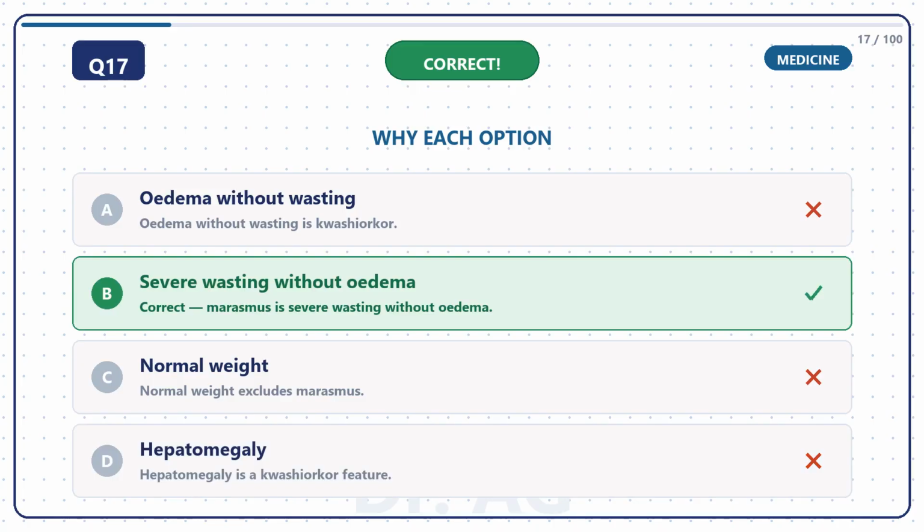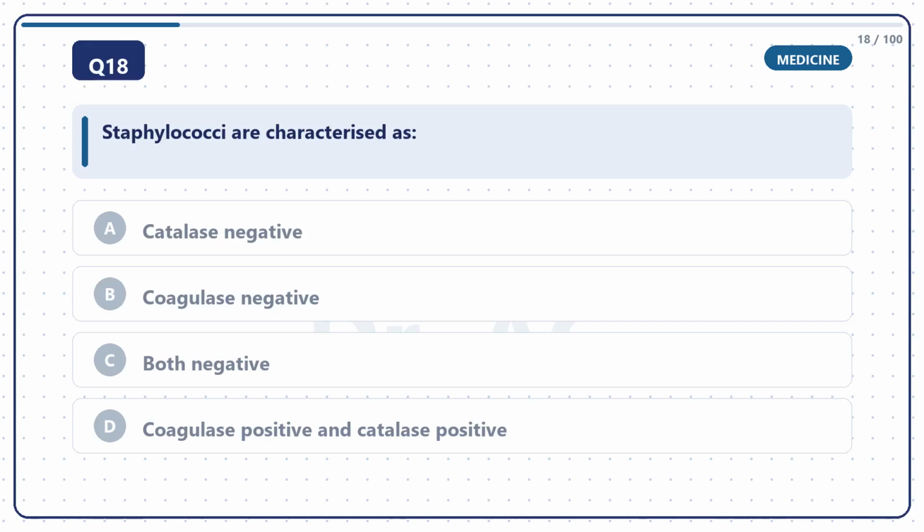Correct. Marasmus is severe wasting without oedema. So, the right answer is option B. Severe wasting without oedema. Question 18. Staphylococci are characterized as option A, catalase negative. Option B, coagulase negative. Option C, both negative. Option D, coagulase positive and catalase positive.